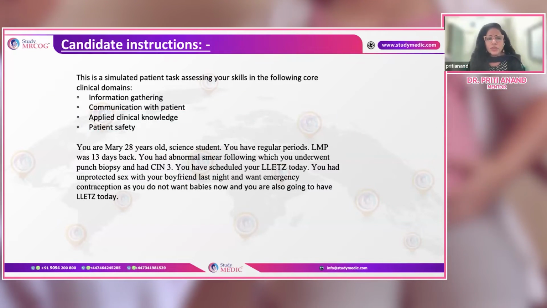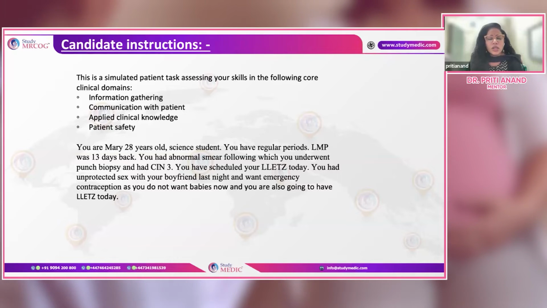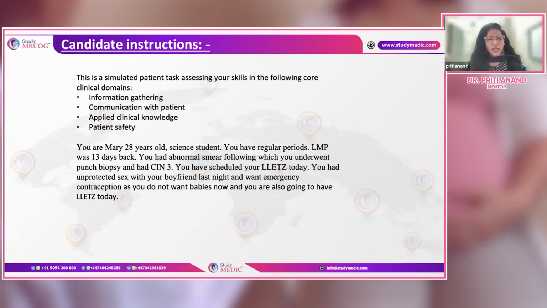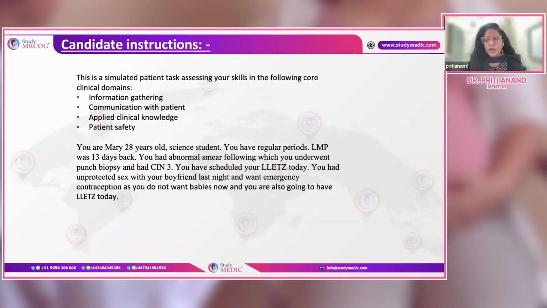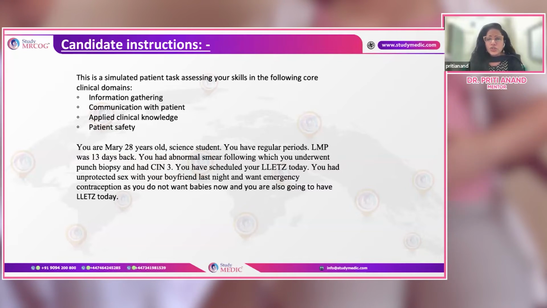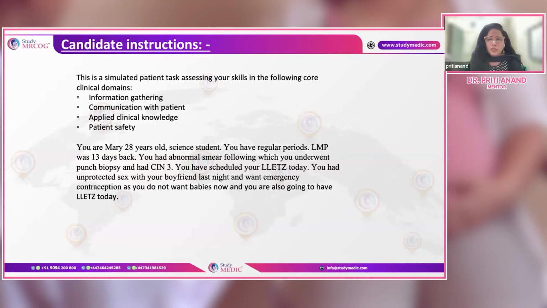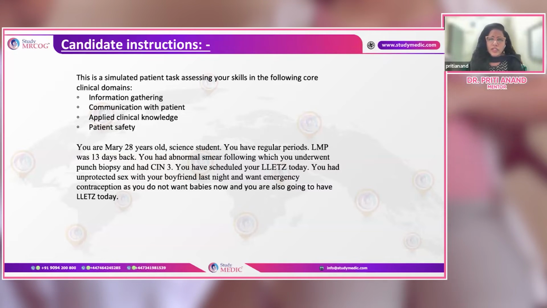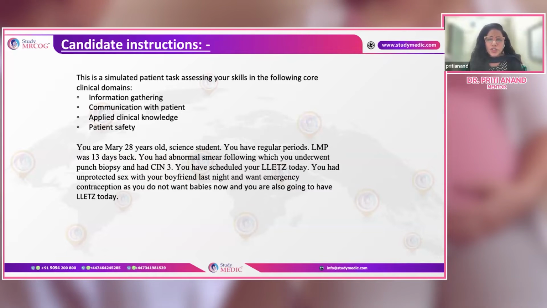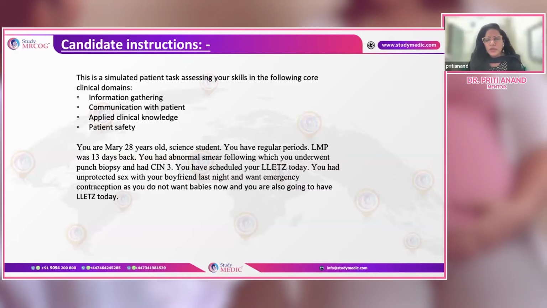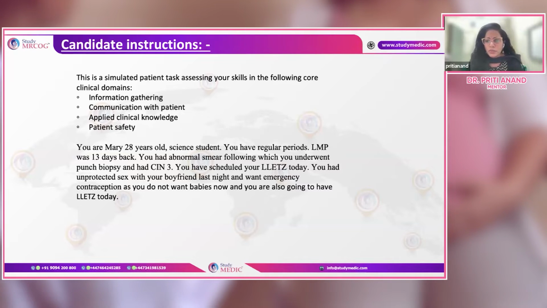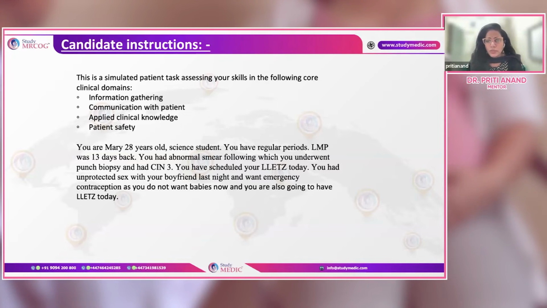Mary had recently had an abnormal smear for which she underwent a punch biopsy and it was diagnosed to be CIN3. Okay, only a punch biopsy was done. She's scheduled for LLETZ today, but she had an unprotected intercourse with her boyfriend last night. She wants emergency contraception. She is not planning to have babies now, and she is also going to have LLETZ today. So there are two things. This patient is going to have LLETZ today. This patient is also coming to you on the same day for emergency contraception because she's not planning babies for the time being.